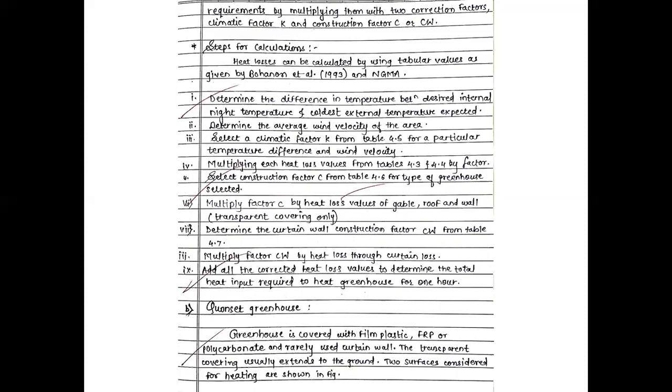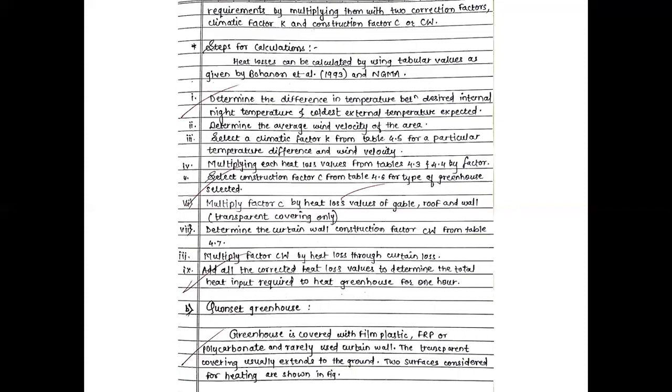Select construction factor C from table 4.6 for type of greenhouse selected. Multiply factor C by heat loss value of gable, roof and wall transparent covering only. Determine the curtain wall construction factor CW from table 4.7. Multiply factor CW by heat loss through curtain wall. Add all the corrected heat loss values to determine the total heat input required to heat greenhouse for 1 hour. So these are all the steps for calculation of the heat losses.